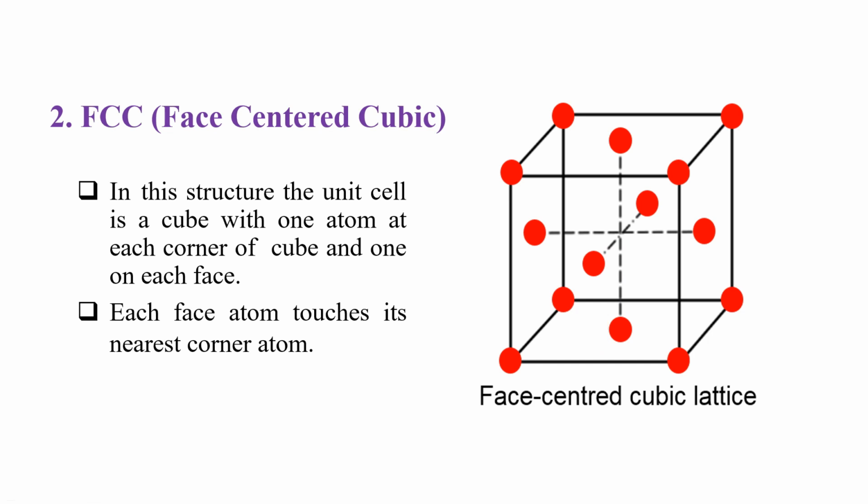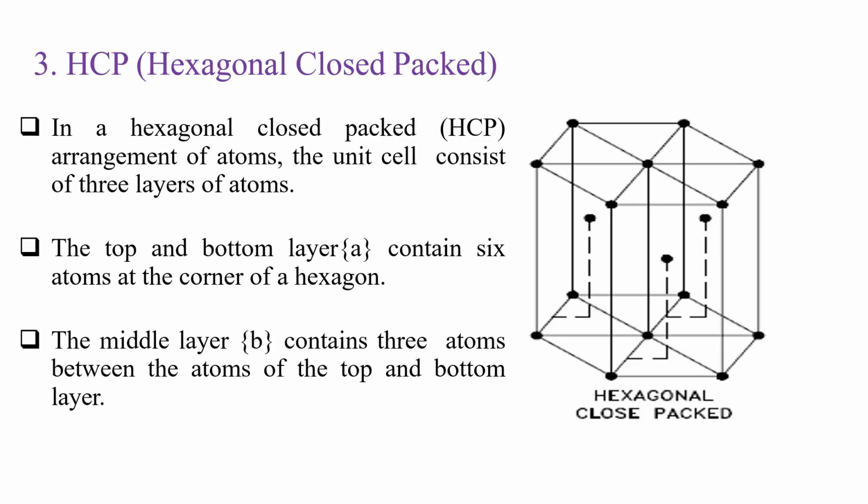Now let's see what is next. This is the third type of crystal structure, that is HCP, which stands for hexagonal close packed. In the hexagonal close packed structure, as its name indicates, there is a hexagon. In an HCP arrangement of atoms, the unit cell consists of 3 layers of atoms. The top and bottom layers contain 6 atoms at the corners of a hexagon.